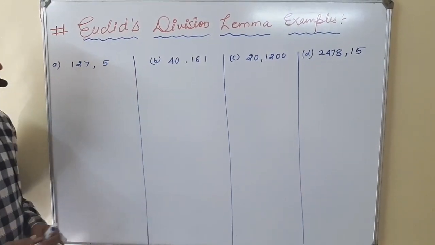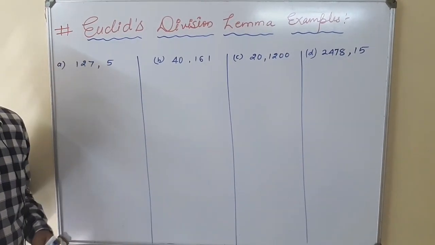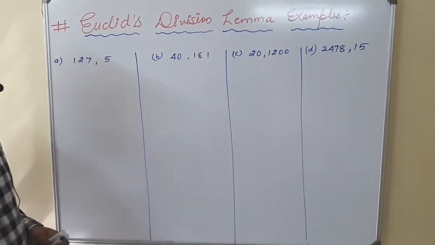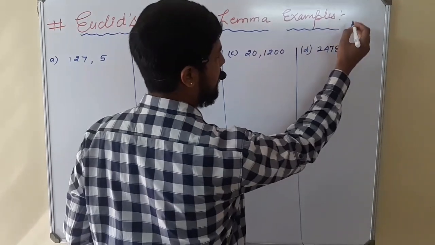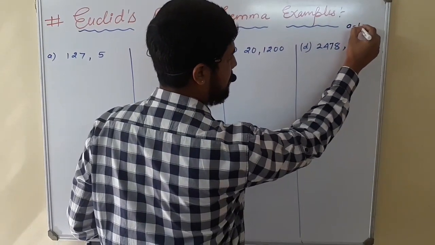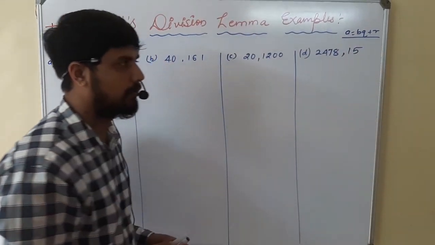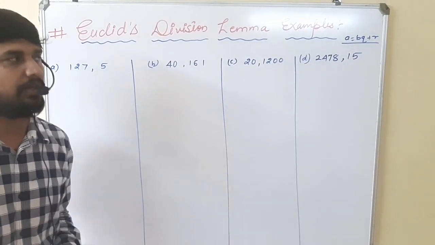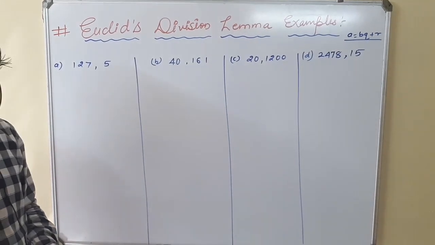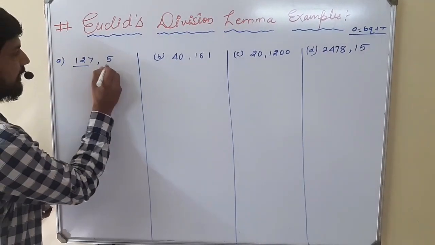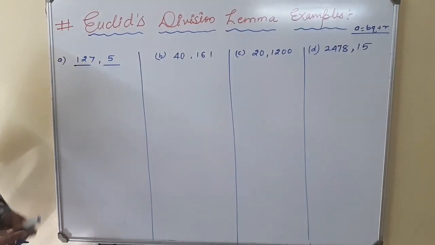So the first example is 127 and 5. Before starting with this, let's quickly revise the Euclid division lemma. The Euclid division lemma was a = bq + r. In this, a and b are the two positive integers which we take, Q is the quotient and R is the remainder. Now in this example, the two integers are already given, 127 and 5.